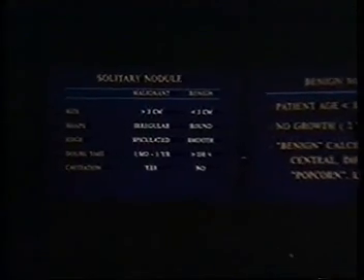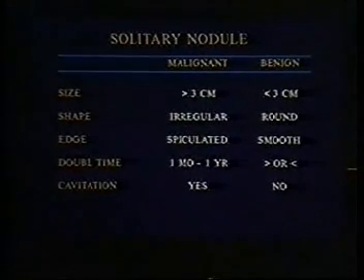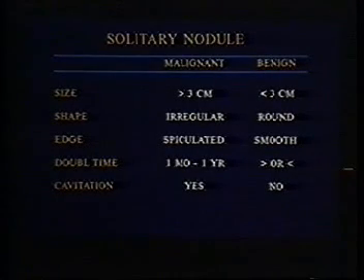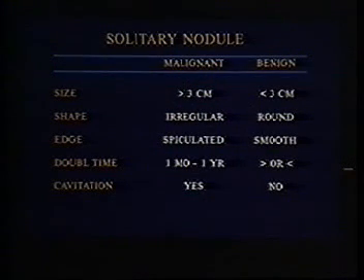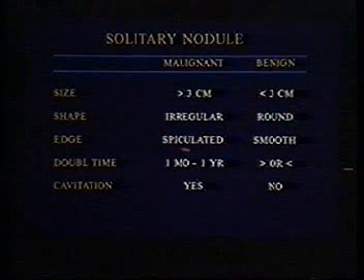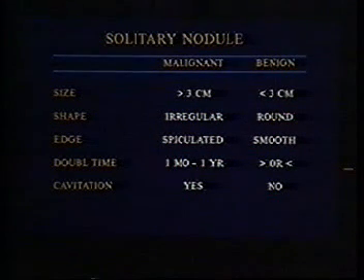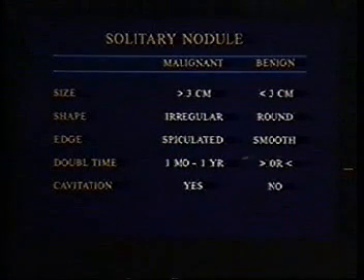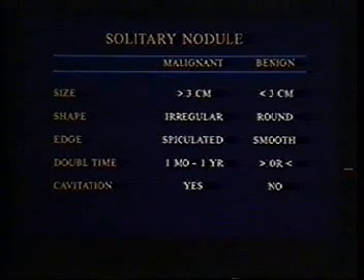Now, there are a number of characteristics of solitary nodules that can lead us to believe that they are benign or malignant, and I think you're familiar with most of these. Large nodules are typically malignant, those over 3 centimeters, while benign nodules are generally smaller. But malignant nodules are usually irregular in shape, while benign nodules are round. Malignant lesions are usually spiculated, while benign lesions are usually smooth. Malignant lesions usually double in volume in a period of time ranging from 1 month to 1 year, while benign lesions double faster or slower. Malignant lesions often cavitate, while benign lesions usually don't.